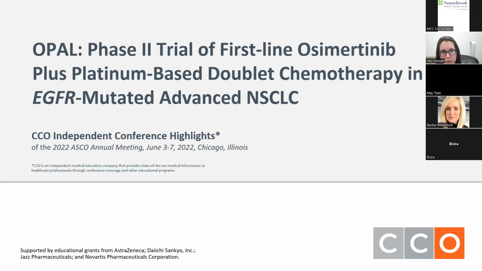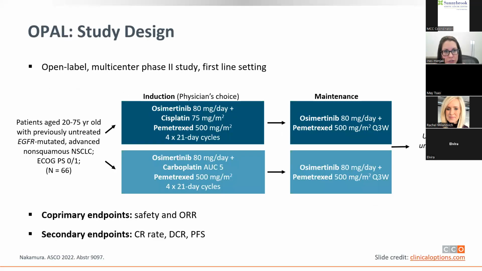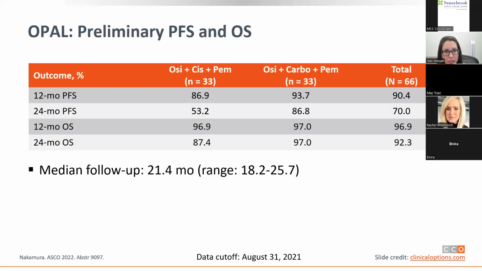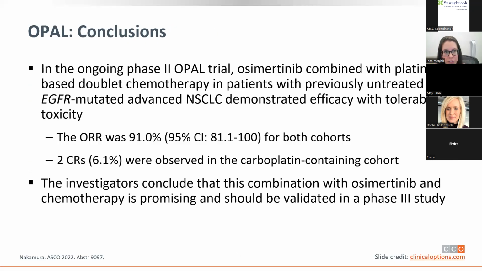I'm going to skip this one, but just to say that there is a combination of osimertinib with platinum-based chemo. It was done in a phase 2 setting, with very high overall response rates, and early PFS and OS are promising. Certainly toxicities in keeping with chemotherapy that we'll need to watch out for, but we will be seeing a phase 3 for this study.